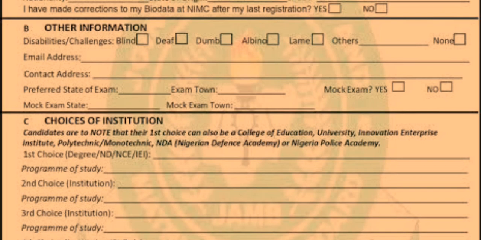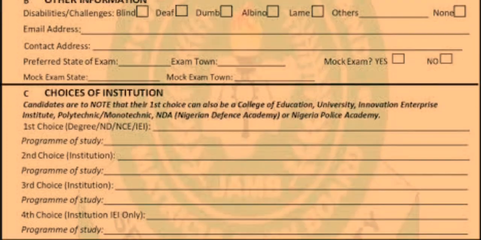Okay, section B is other forms. If you have disability, other information, disability or challenges. Are you blind? If you are not blind, leave it vacant. If you are not deaf, leave it vacant. If you are not dumb, leave it vacant. If you are not an albino, leave it vacant. If you are lame, leave it vacant. Others. So if there is none, you just come to none and tick.